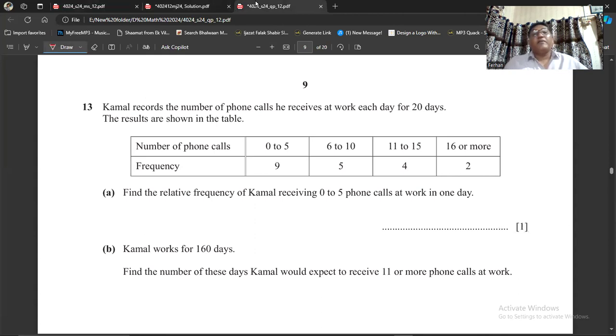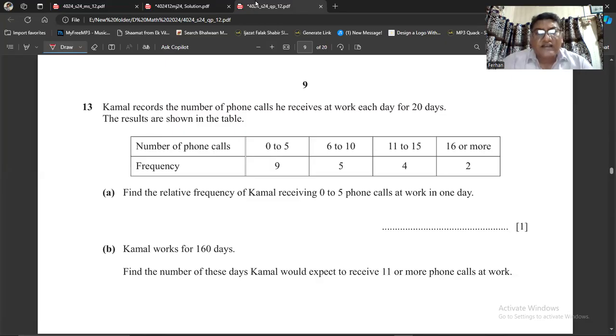Question number 13 coming up on your screen. Kamal records the number of phone calls he receives at work each day for 20 days. The results are shown in the table. 0 to 5 phone calls happened on 9 days. 6 to 10 calls per day, 5 different days. 11 to 15 calls per day happened on 4 different days, and 16 or more calls on 2 days. Find the relative frequency of Kamal receiving 0 to 5 phone calls at work in one day.